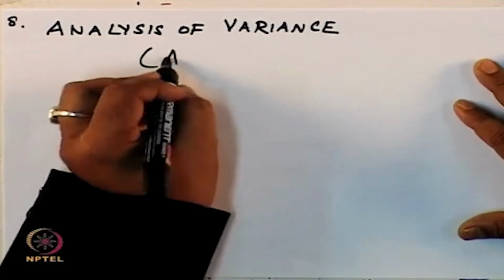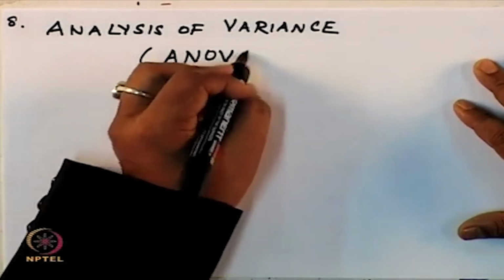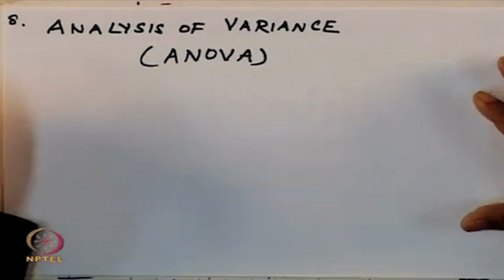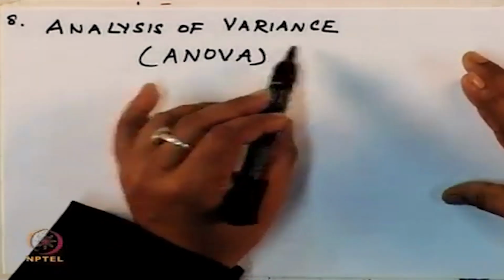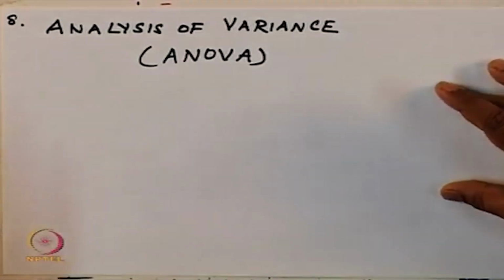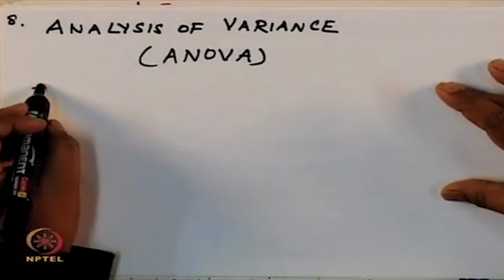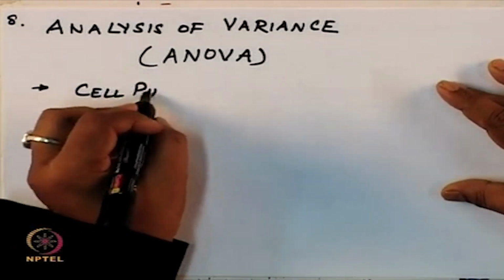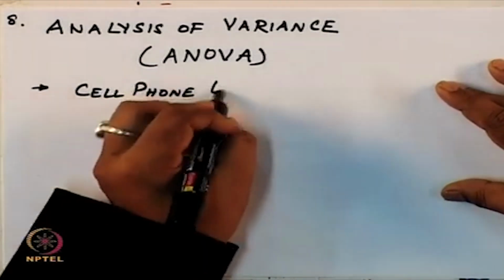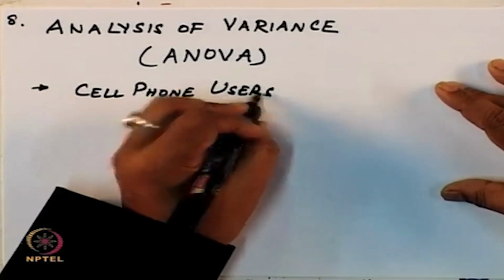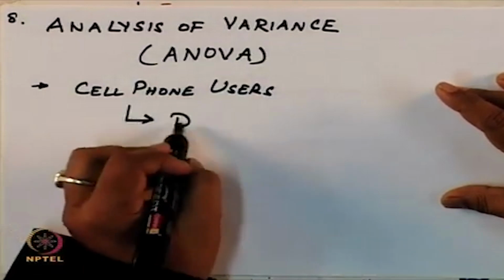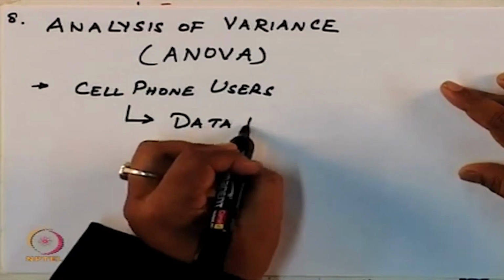Or in short, it is referred to as ANOVA. Okay. So, in ANOVA, why are we interested in analysis of variance? Let us say you have cell phone users, and you want to look at the data plans that they sign up for.